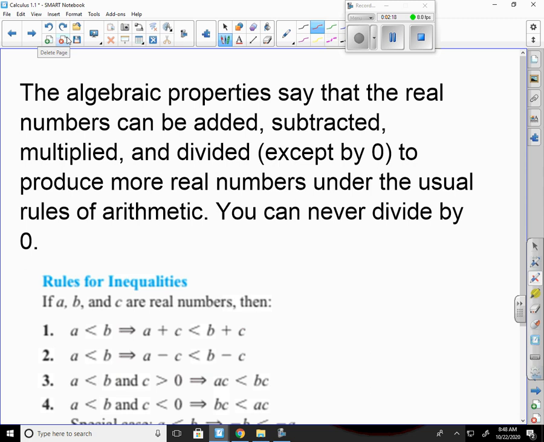The algebraic properties say that real numbers can be added, subtracted, multiplied, and divided, except by 0. You can add, subtract, multiply by 0, but you can't divide by 0. Remember Cookie Monster. To produce more real numbers under the usual rules of arithmetic. And again, you can never divide by 0.